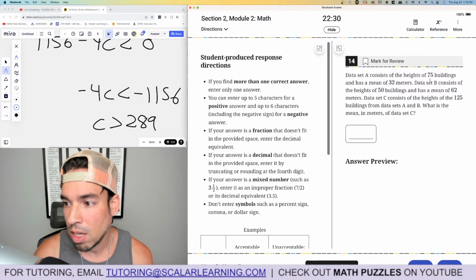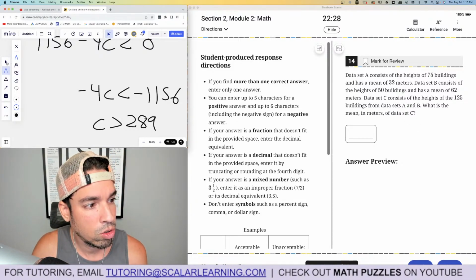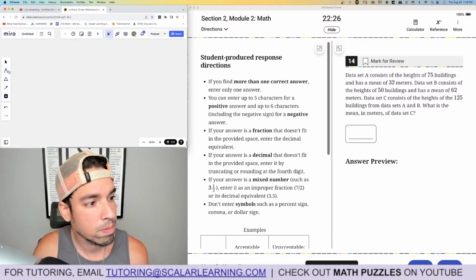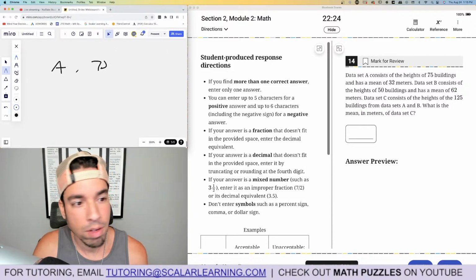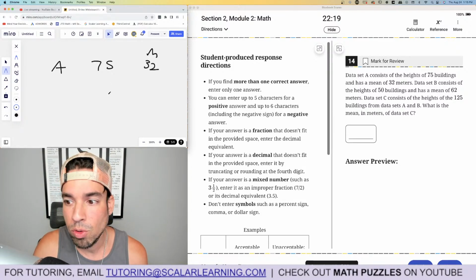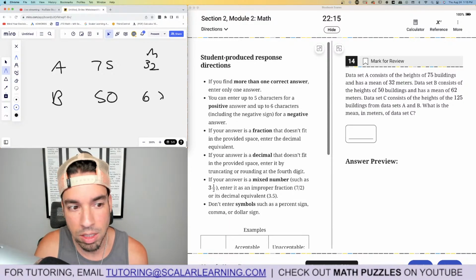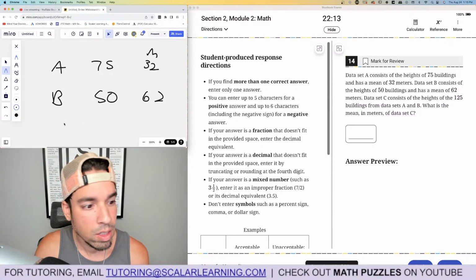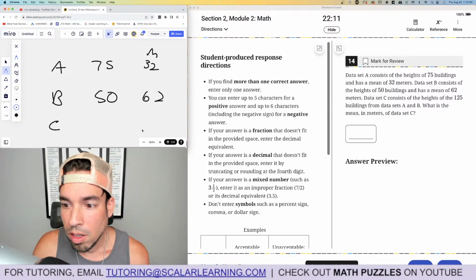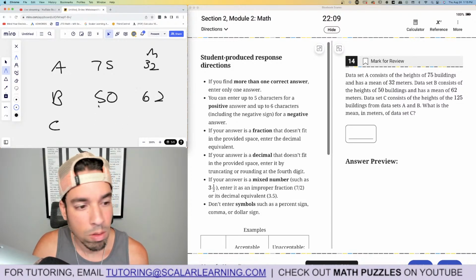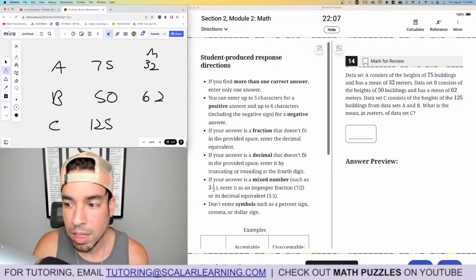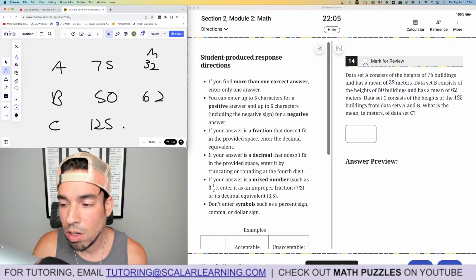Data set A consists of the heights of 75 buildings and has a mean of 32. Data set B consists of 50 buildings and has a mean of 62. Data set C consists of both of these, A and B. What is the mean in meters of C?